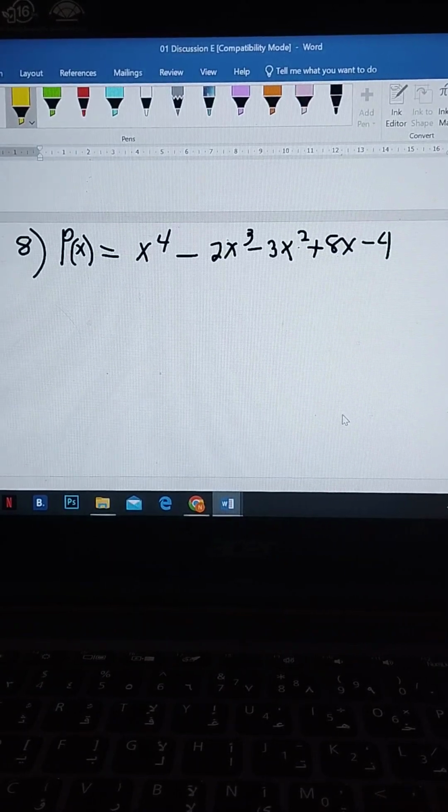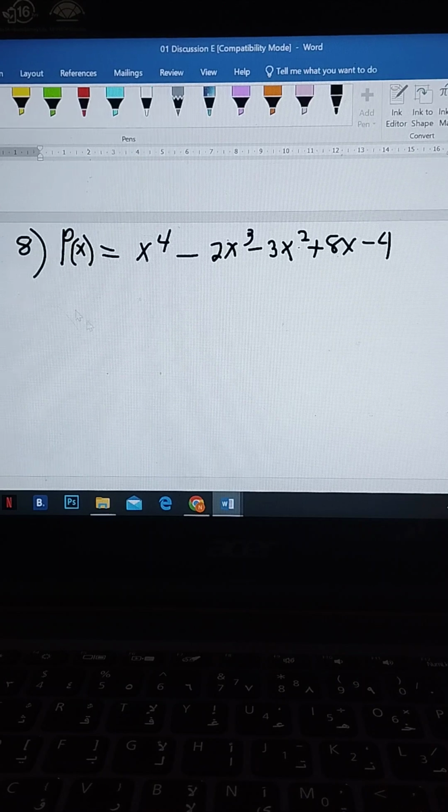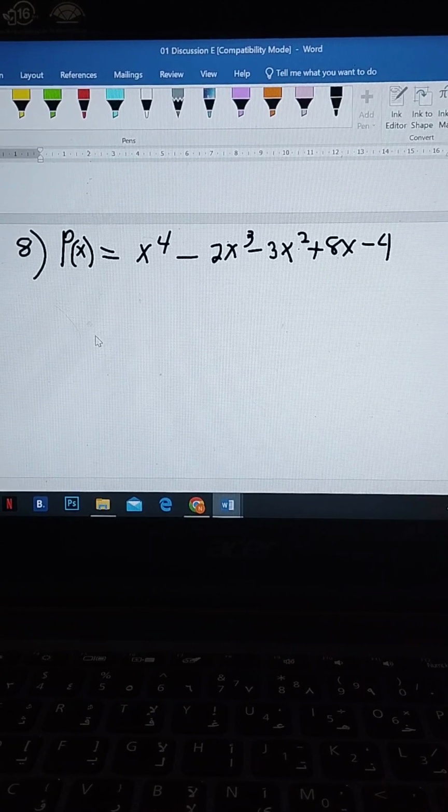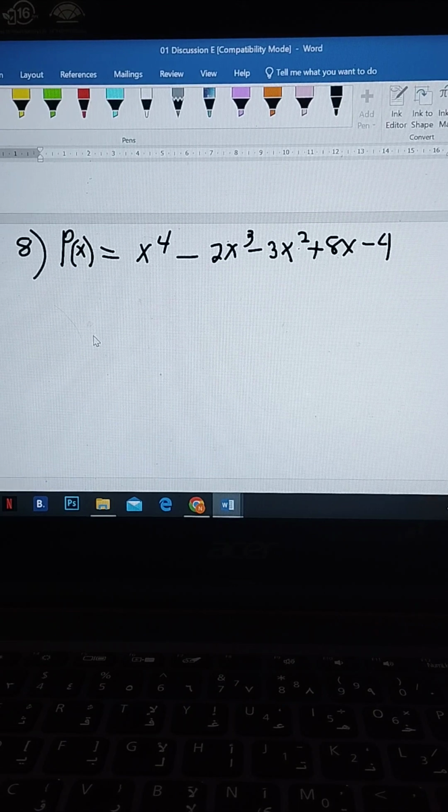Next, number 8. You can no longer use the grouping here. So what will you do to solve this type of equation? You just simply use the factors of negative 4. So try positive 1, negative 1, positive 2, negative 2, and positive 4, negative 4. So let's try positive 1.